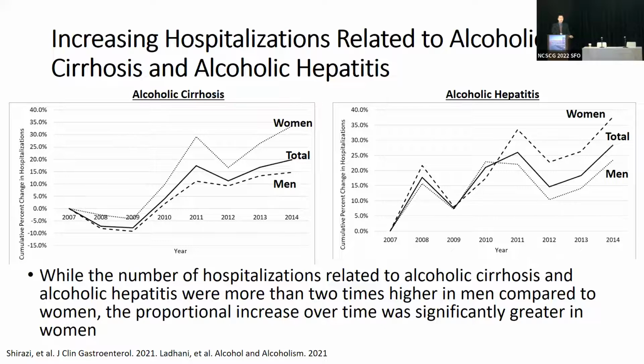We also looked at alcoholic hepatitis and alcoholic cirrhosis hospitalizations. What this shows on the left side is alcoholic cirrhosis hospitalizations, again using the NIS data set, proportional increase over time. Using 2007 as baseline, we saw very significant increases in alcoholic cirrhosis hospitalizations. When we look at alcoholic hepatitis, same thing. You can see on the graph, in terms of total hospitalizations, there was almost 30% increase in 2014 compared to 2007, higher increase in men compared to women.